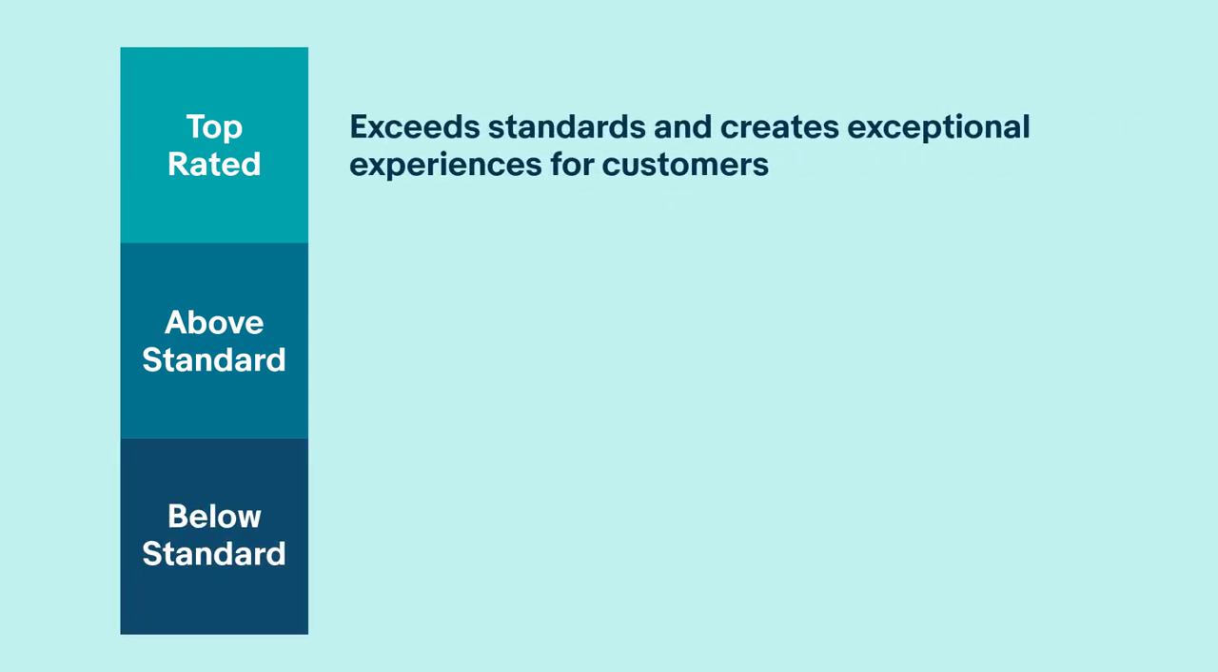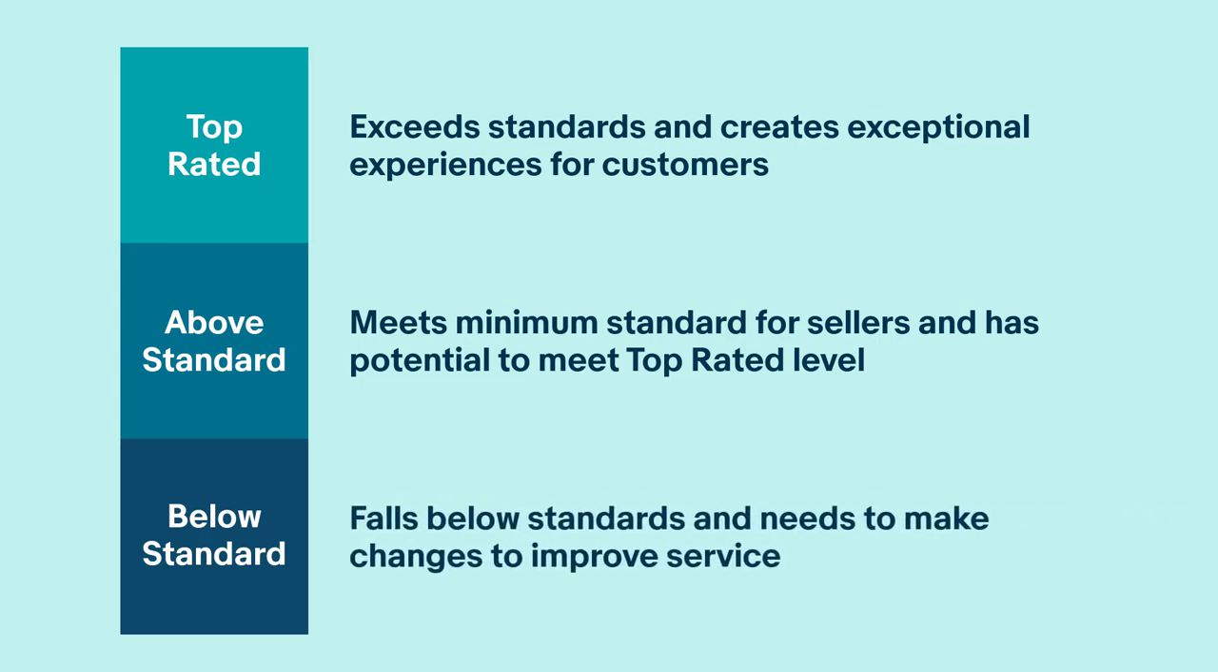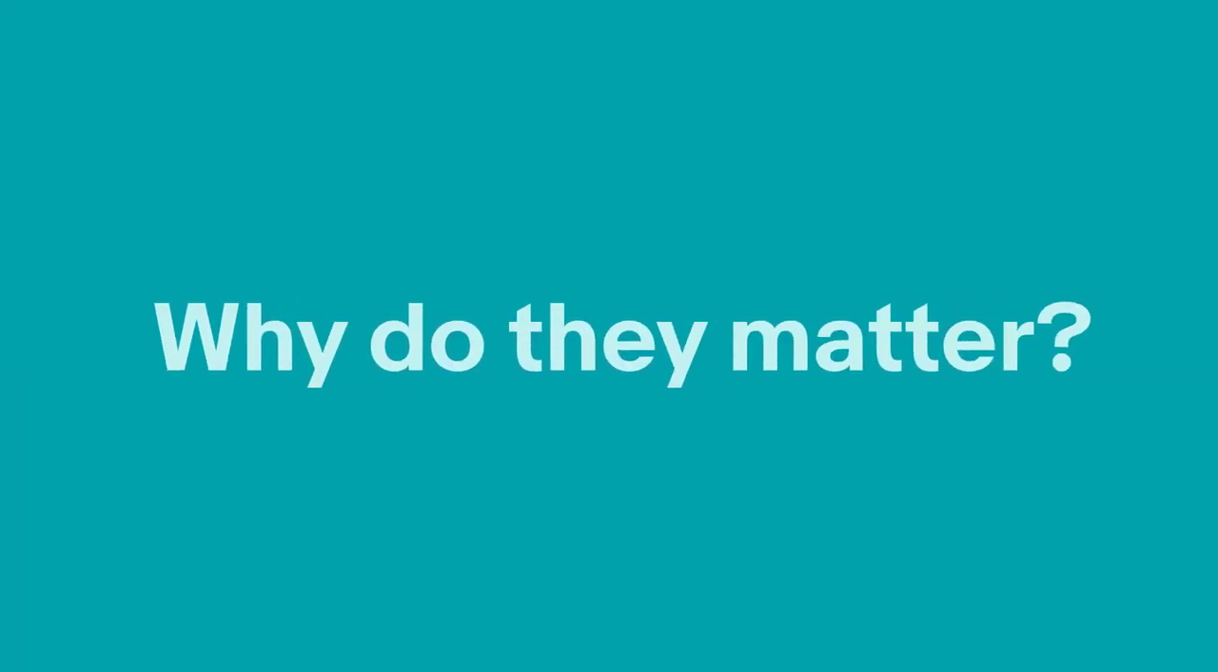Top-rated means you are exceeding baseline metrics that eBay has established to meet customer expectations. To qualify for this rating, you must have 100 or more transactions and $1,000 or more in sales over a rolling 12-month period. Above standard means you are meeting baseline performance metrics. New sellers will automatically start at this level. Below standard indicates that you are not meeting eBay's baseline service expectations.